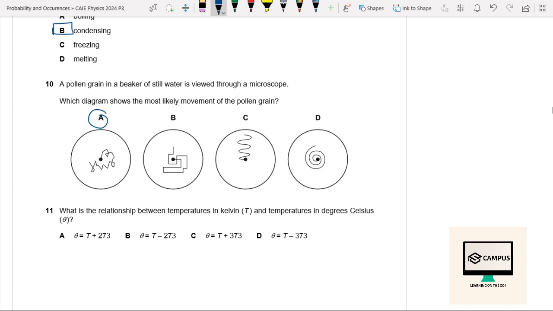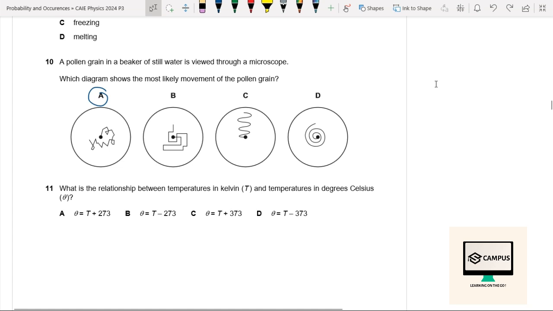A few of you might say B is also random, but you see this is not completely random. We see it's only moving at right angles, whereas a pollen grain would not be moving at right angles only. So A is the right answer. All right, moving on to question number 11.